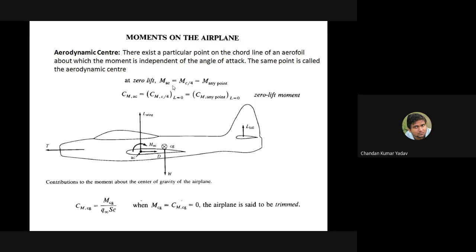But sir, practically it is feasible, no? Yes, practically it is feasible, if zero lift is there. But obviously, at the trimming condition, it is not there, or at the trimming condition there must be some lift to balance the weight. But it is just a definition. It is not related to the trimming condition. Okay.